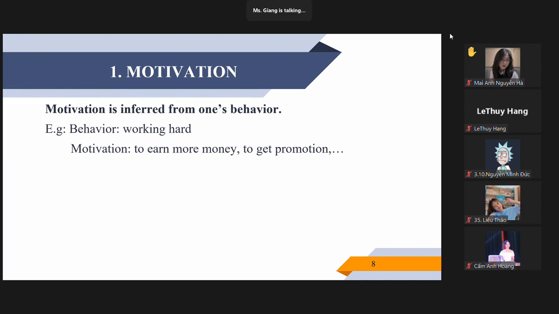Because motivation is inferred from one's behavior, we can look at the behavior of one individual to infer their motivation. For example, just look at the behavior of working hard. You will see that this is goal-directed behavior. Therefore, there should be a motivation underlying this behavior. For example, the motivation can be to earn more money, to get promotion, etc.